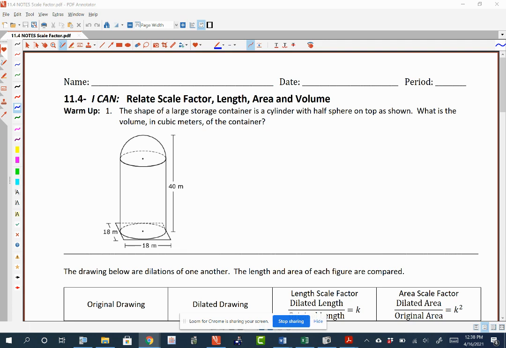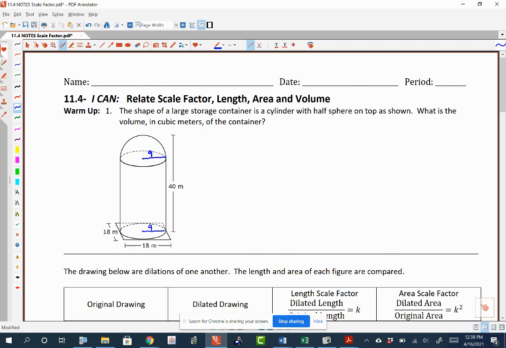So I know to be able to find volume of anything with a circular base, I need to know a radius. So the first thing I'm noticing is what they've labeled on the bottom. This is 18 across, which means that we have a radius, which is 9. Which means we should have the same radius up here with our half sphere.